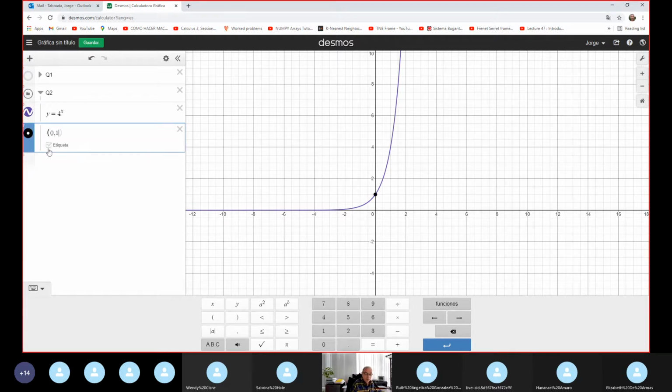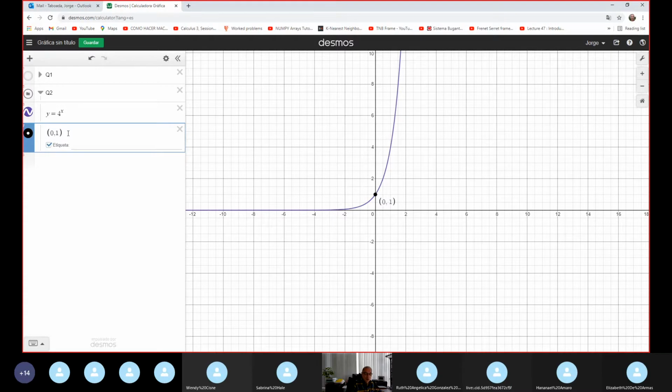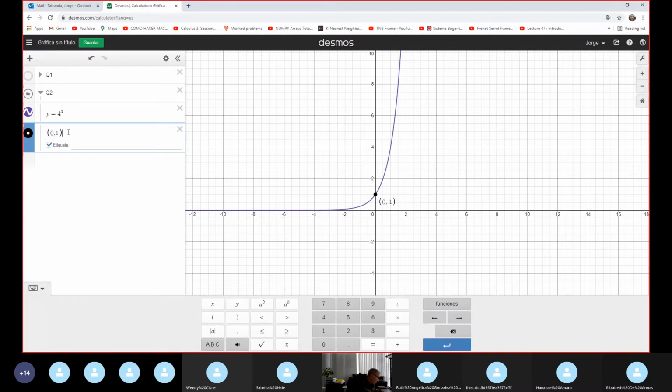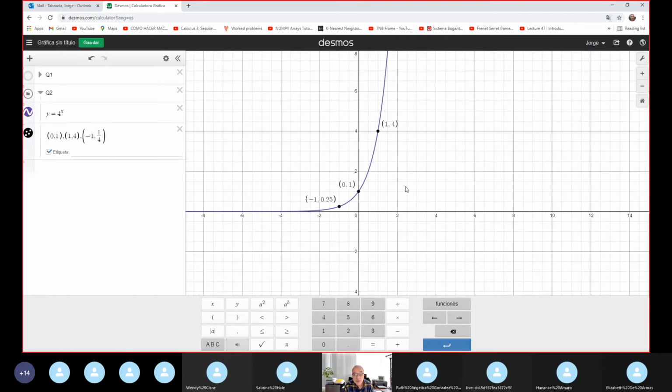Put a label for the identification of the component. Comma. In that case, it is 1,4. It's obvious, right? Look how fast that exponential is increasing. And negative 1, 1/4. There you go. This is my collection of the points for this exponential.